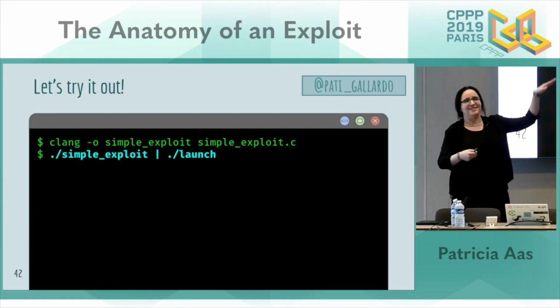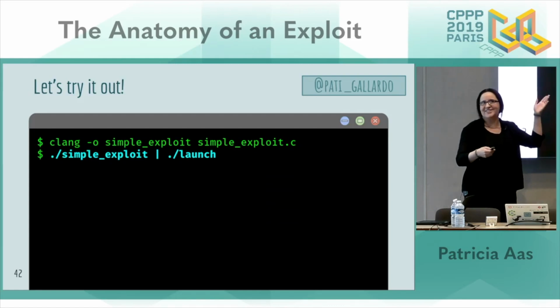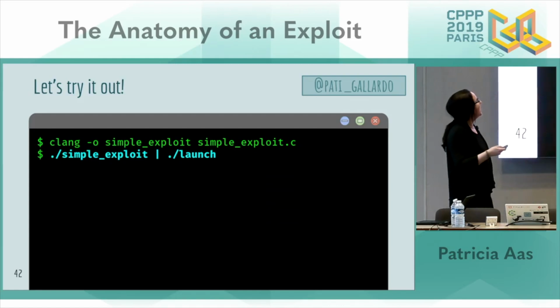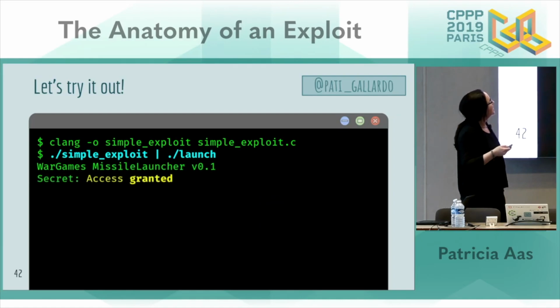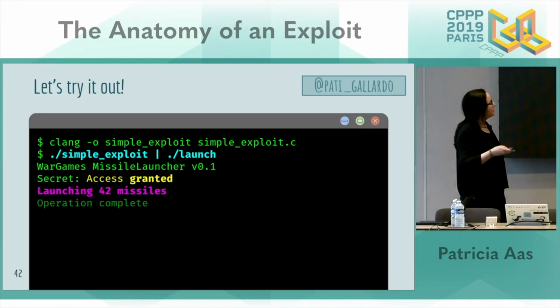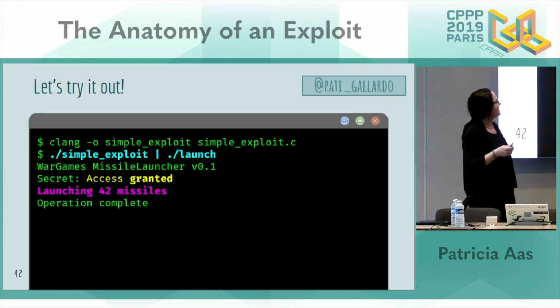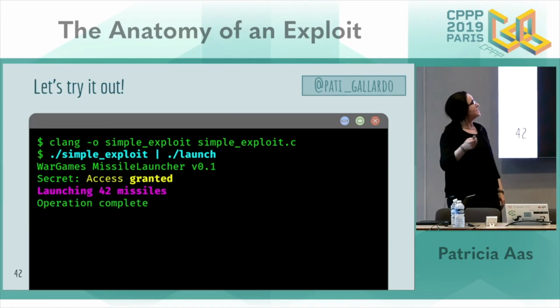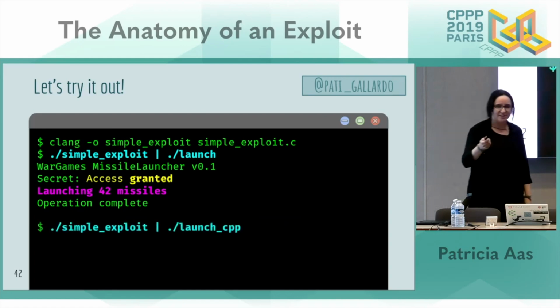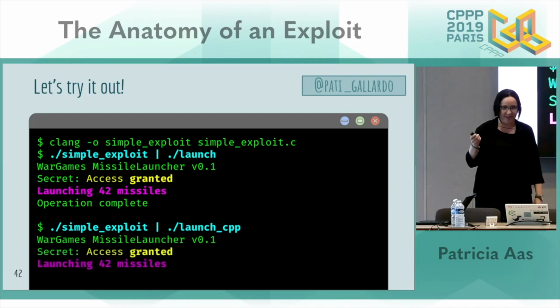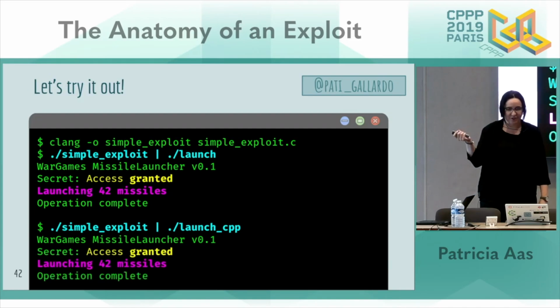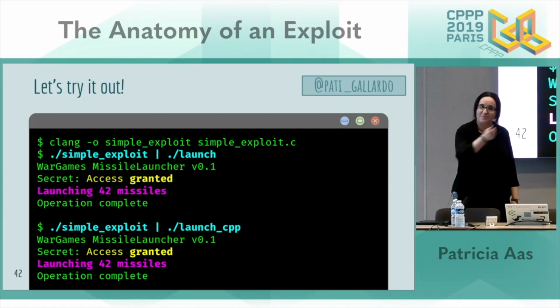We can pipe it in. So it looks fancier. So we test it with the C program, and we get access granted, launching 42 missiles, operation complete. And we can try it with the C++ program, same exact exploit code, and it works there too. So now we have an exploit that works with both C++ and C.